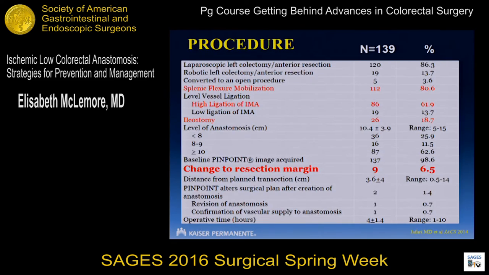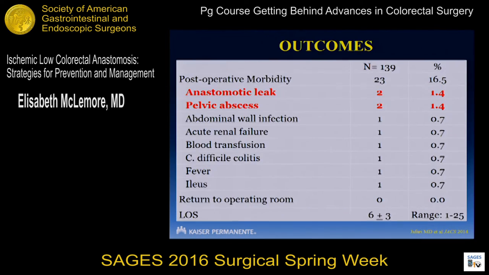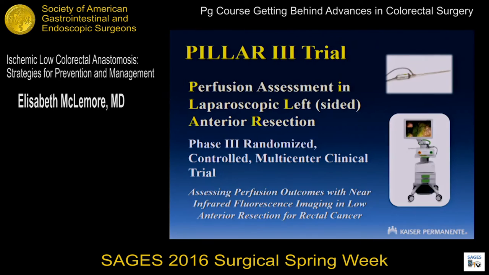So 139 patients, again, we'll go quickly. You see that change to resection margin in nine patients, or about just shy of 7%. And then the leak rate fairly low, 2%. And the abscess, obviously, in the same two patients. And interestingly, if you add that 7% change to the proximal resection to the anastomotic leak rate, we start to see we're popping back into that 10% leak rate range of what's reported in the literature.